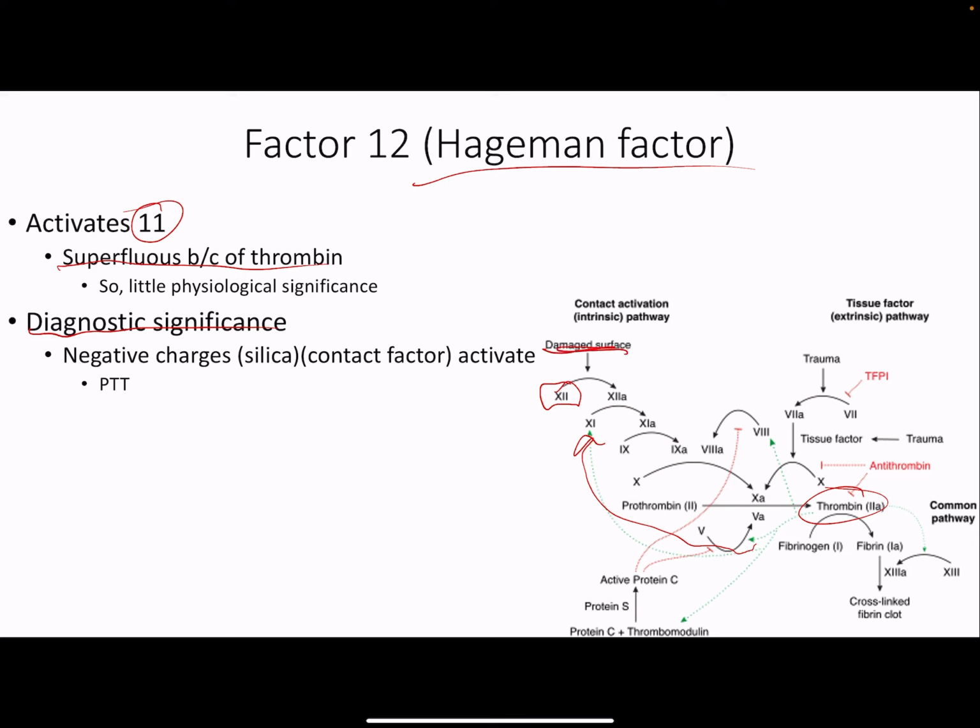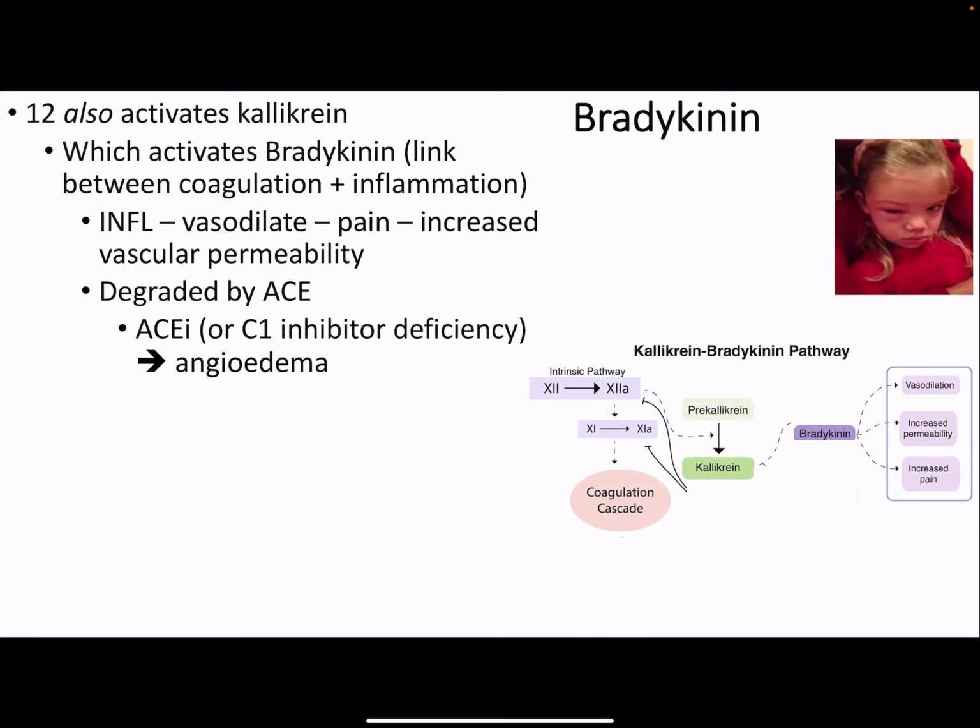So we know that the damaged surface, the subendothelial collagen, activates 12, and it's really the negative charge that activates 12. So when we do the PTT test, we are kind of mimicking the subendothelial collagen by providing a negative thing, activating 12, and that's how we can measure the PTT time. So it's really important for that.